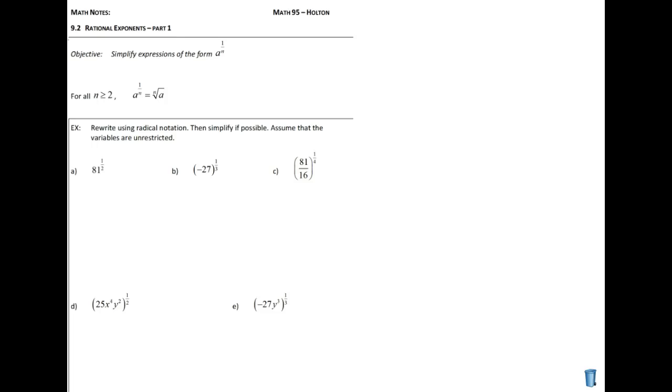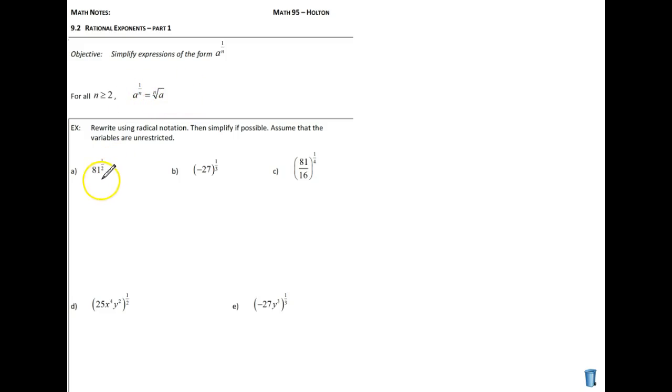In this video, we're going to talk about rational exponents. Remember, rational, we talked before, is just a fancy way of saying fraction. So these are going to be fractional exponents. Anytime you have a to the 1 over n power, the exponent is 1 over n, that's really the same as the nth root of a.